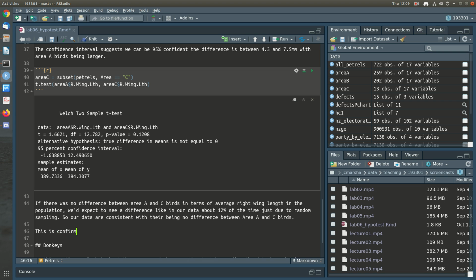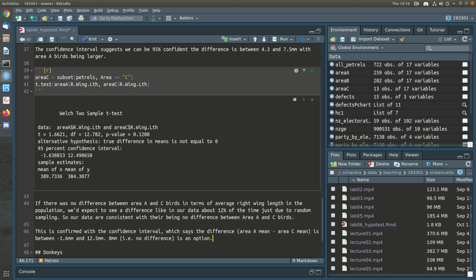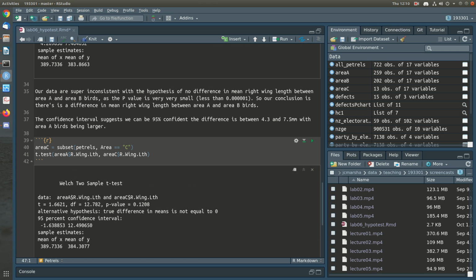This is confirmed with the confidence interval, right? Which sees the difference, area A mean minus area C mean, is between minus 1.6 and 12.5 millimeters. 0 millimeters, i.e. no difference, is an option. Okay, so our conclusion is area A and C birds are about the same, but area A birds are larger than the area B birds.